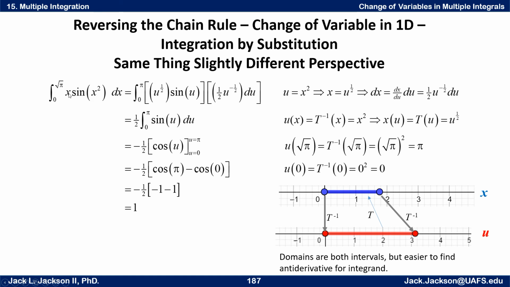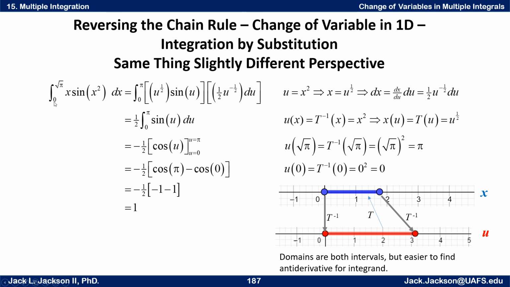I take the x and replace it by u to the 1/2, which is right here. I take the x squared, which is u, and replace that here. I take dx and replace it by 1/2 u to the negative 1/2 du here. Notice that there is a factor here besides just the du. That factor is dx over du.